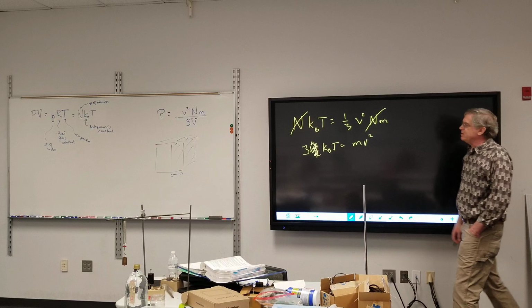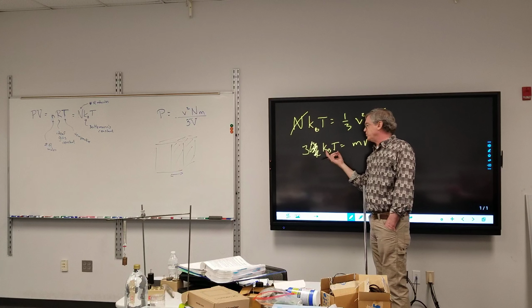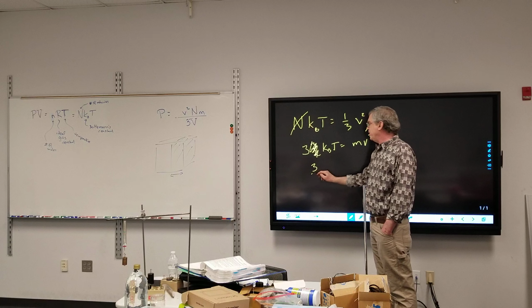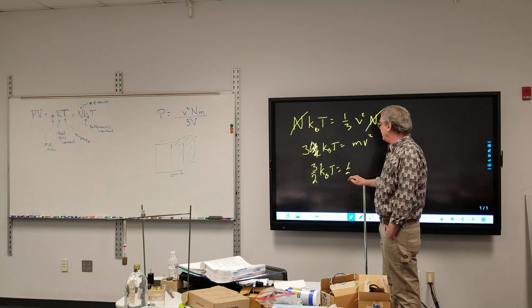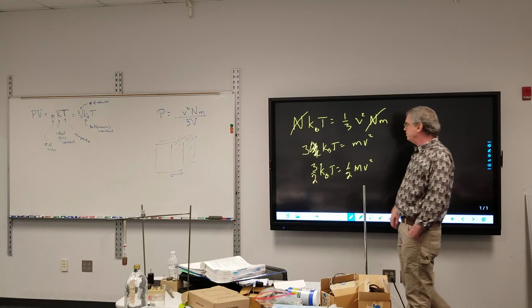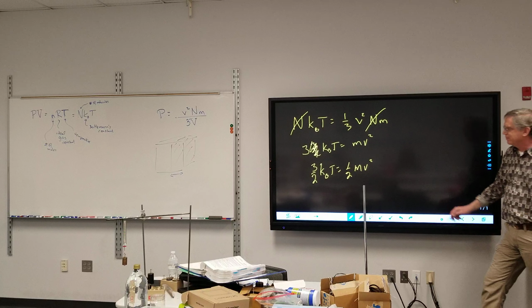If I multiply both sides by a half now, I'm down to mv squared equals 3 times the Boltzmann constant times the temperature. If I multiply by half, I get 3/2 kBT is equal to 1/2 mv squared. And where have we seen that before? Kinetic energy.